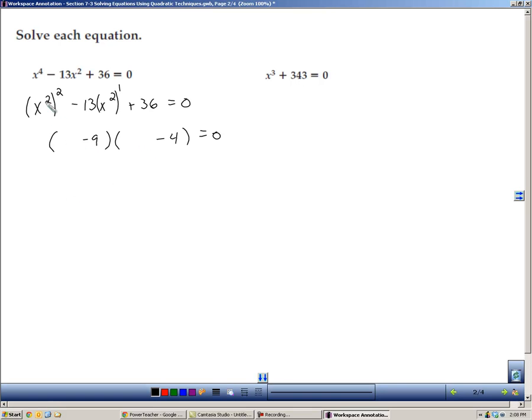Now, what goes in front? What goes in front is the base of the squared term. So I'm going to put an x squared here and an x squared here, because x squared times x squared would give me x to the fourth. And now we go ahead and solve.